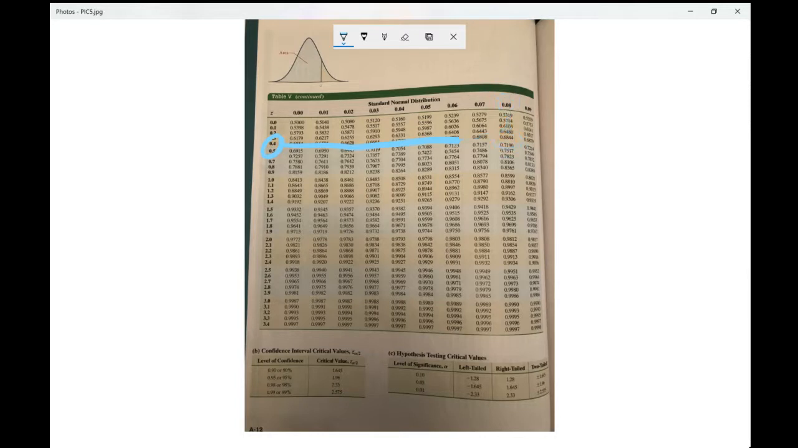All right. Any questions on how we would read it? All right. So 1.23 is going to give us a chart value of 0.8907. Let's talk about what that means.